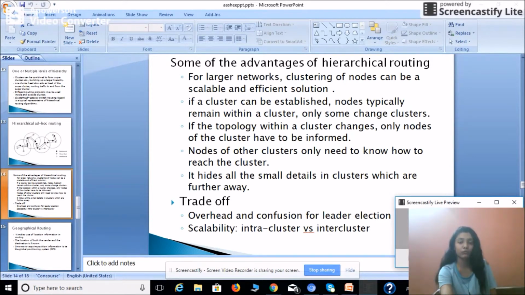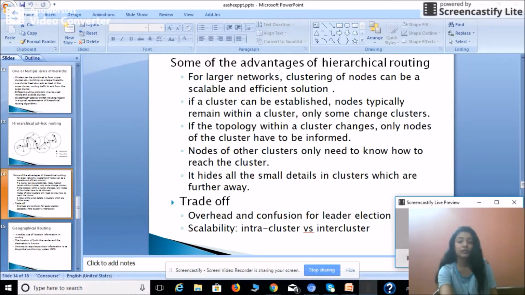That means that any changes to any cluster remain in that cluster only. Any other cluster is not affected by that. Nodes of other clusters only need to know how to reach the cluster. There is no need to inform them of the topology changes of that cluster. It hides all the small details in clusters which are farther away from that cluster.